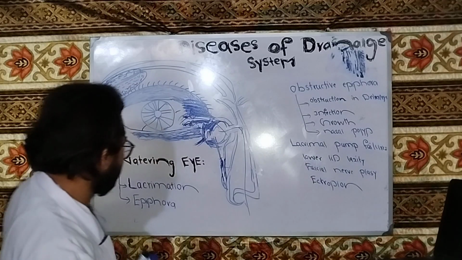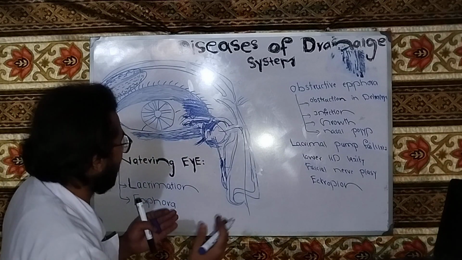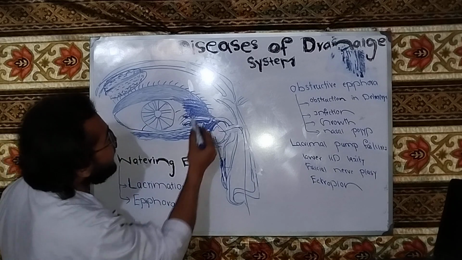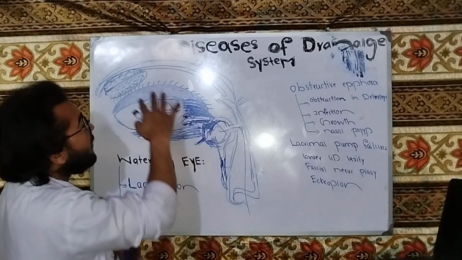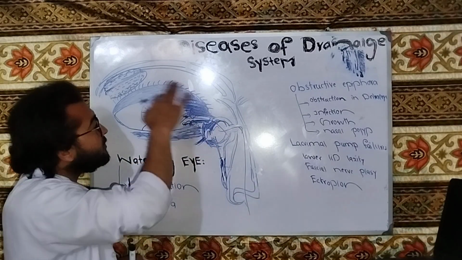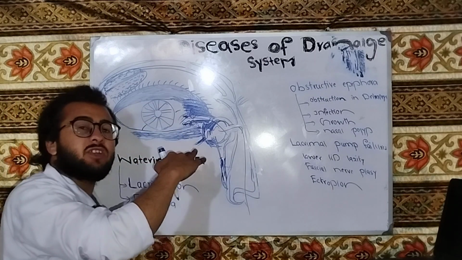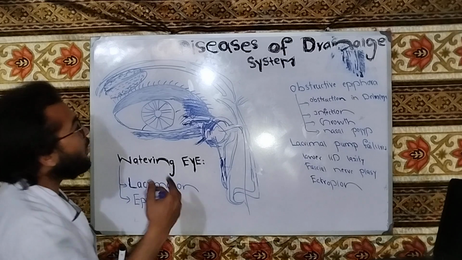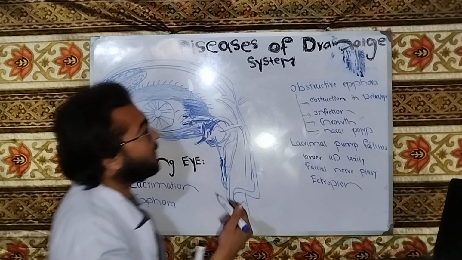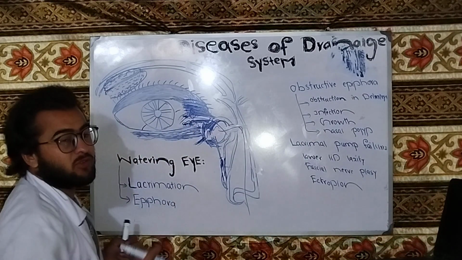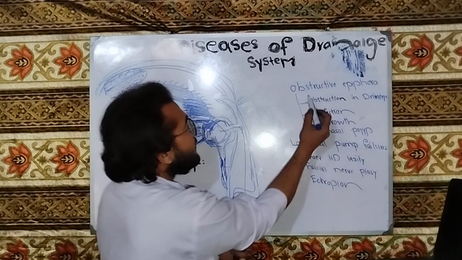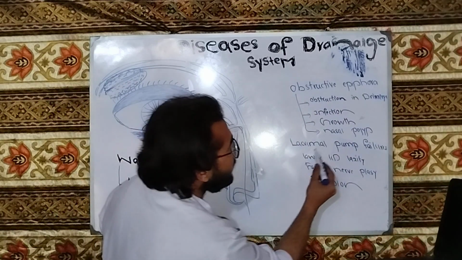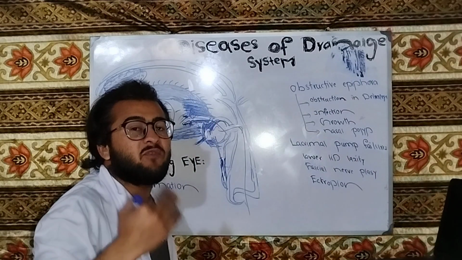Now epiphora. Epiphora is, as I told you before, if there is any problem with the drainage system which cannot drain the tears, so the tears will accumulate in the eye, and it will cause watering eye. So what are the causes of epiphora? Why does epiphora develop? It can be due to obstructive epiphora or due to lacrimal pump failure.